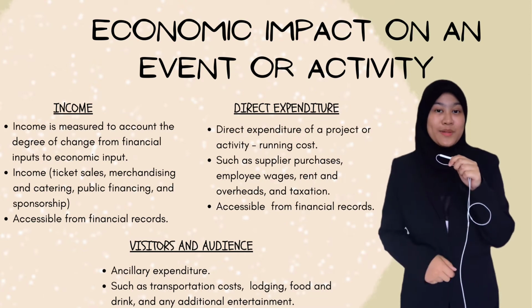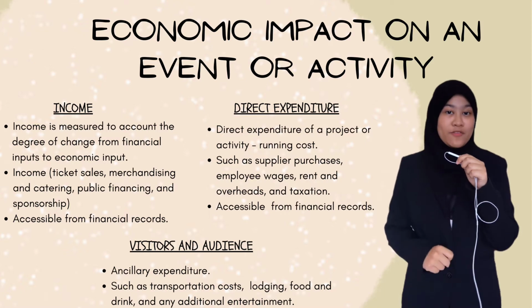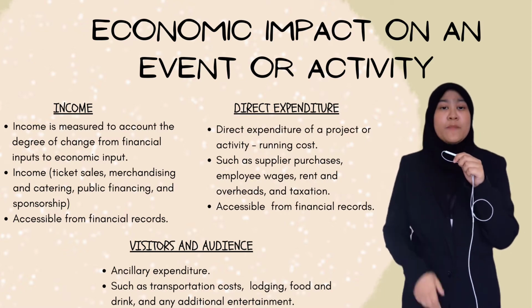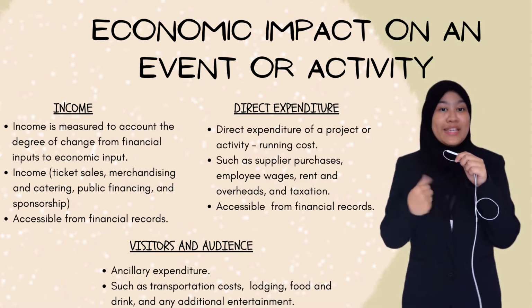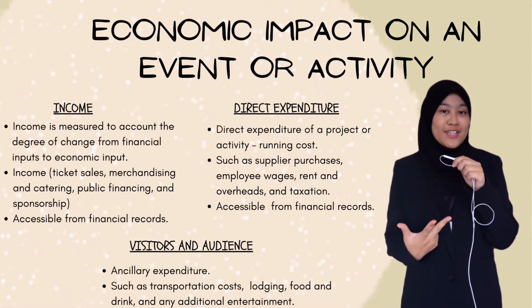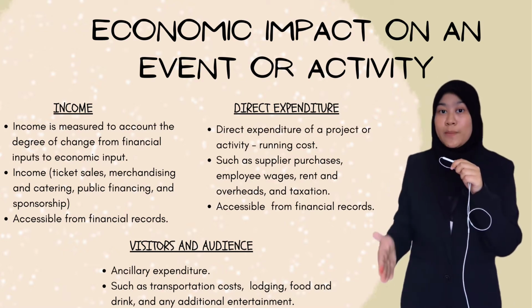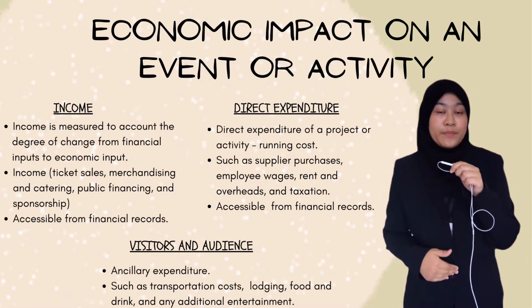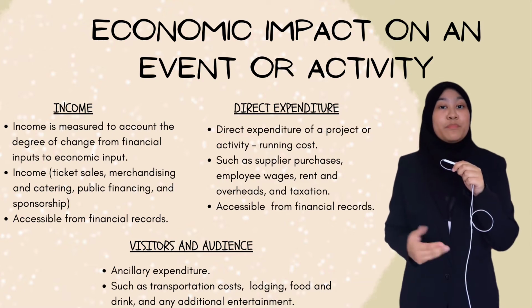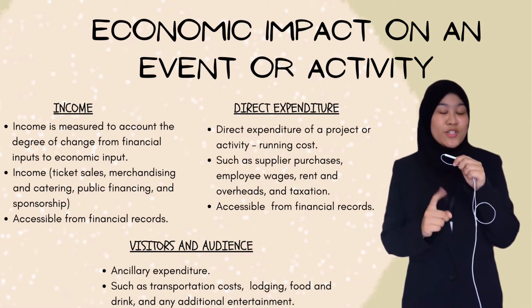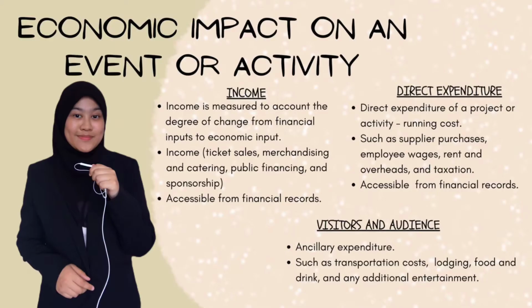The second example is how to measure economic impact on an event or activity that we do in our daily life. Most economic impact studies focus on three broad measures, which are income, direct spending, and visitor indirect spending. To account for the degree of change from financial inputs to economic outputs, income must be measured. Ticket sales, merchandising and catering, public financing, and sponsorship may have provided revenue, which is referred to as income. This information is easily accessible from financial records.